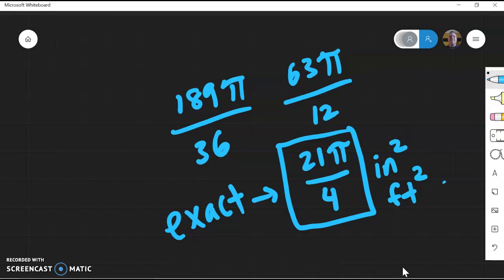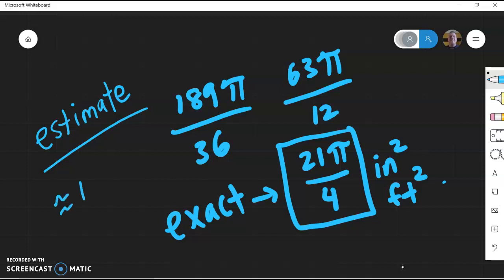Okay, and now if we want to get an estimate answer, all we would need to do then is 21 times pi. You should be doing this in your calculator. 21 times pi. Let's see where that is. There it is, and then I divide it by 4. Which gives me about 16.5. So that's about 16.5, and I think it was inches, square inches, because it's area.